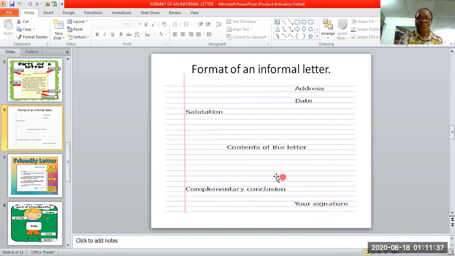Your complementary conclusion must also have see you later, see you soonest. Love from Neka. Okay? Do you get that? Beautiful. And then you write your name, Neka.